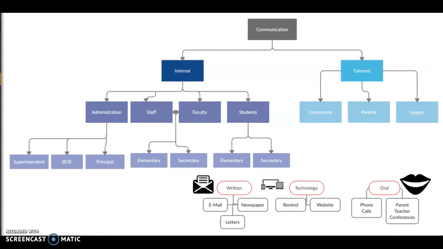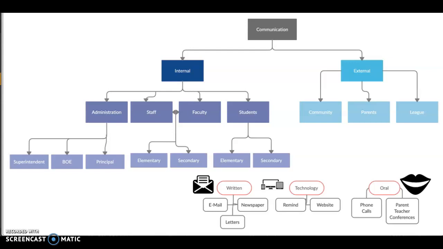External communications would be things that we need to communicate with our community and our parents. I also put down our league in there, like change of game times, game schedules, leave times, any changes that we have currently to our calendars. And when I'm talking about those sorts of things, I am also talking about the various types of communication that we have available through our district. Those are listed down below.